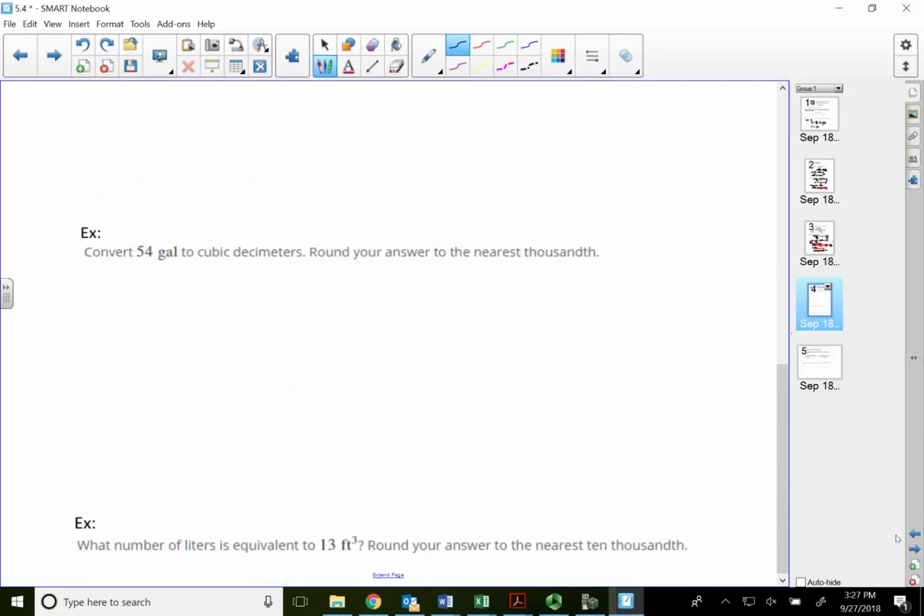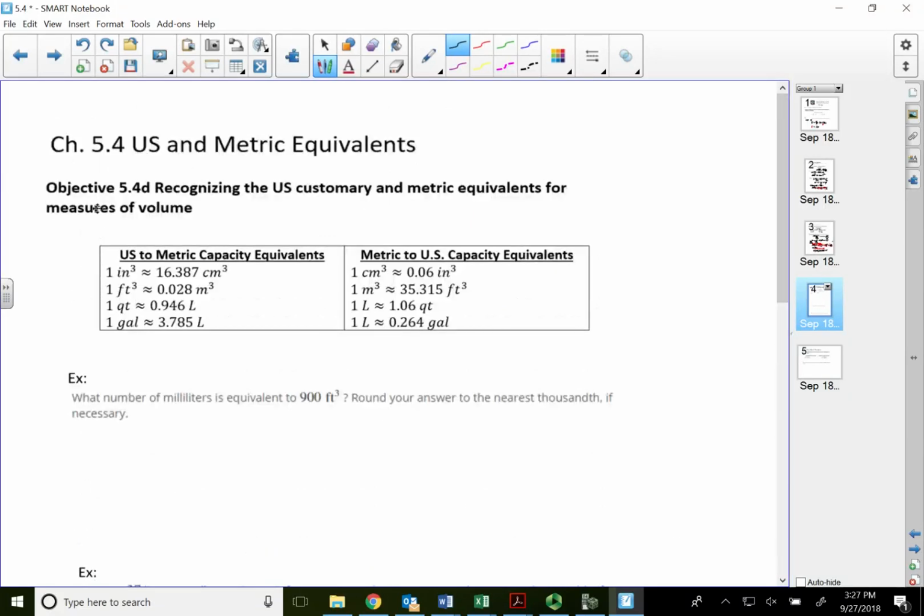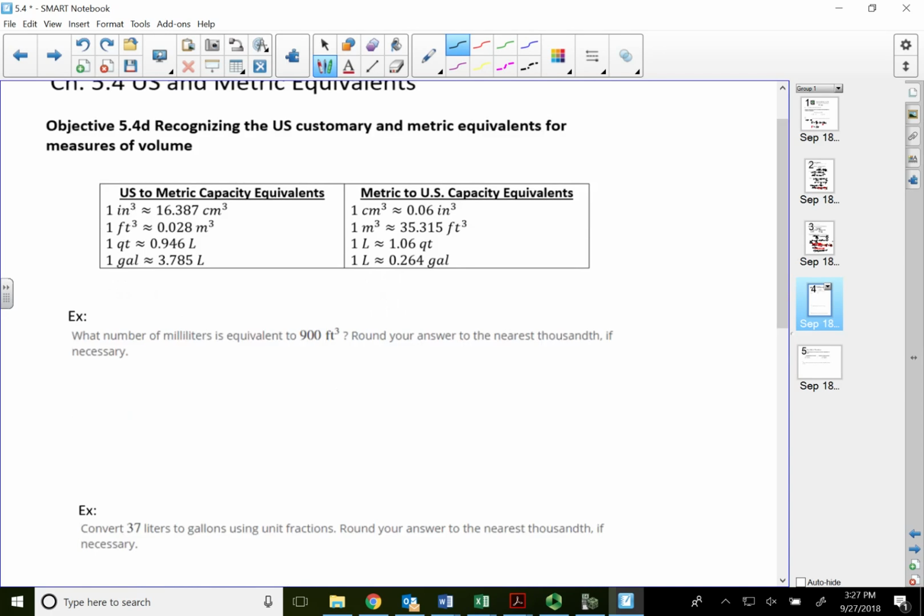Alrighty, let's look at a few examples regarding capacity equivalents. Okay. All right, so again, US to metric, right side is metric to US. So what number of milliliters is equivalent to 900 cubic feet? Okay, so let's look. Cubic feet is US. This is metric. So US to metric.